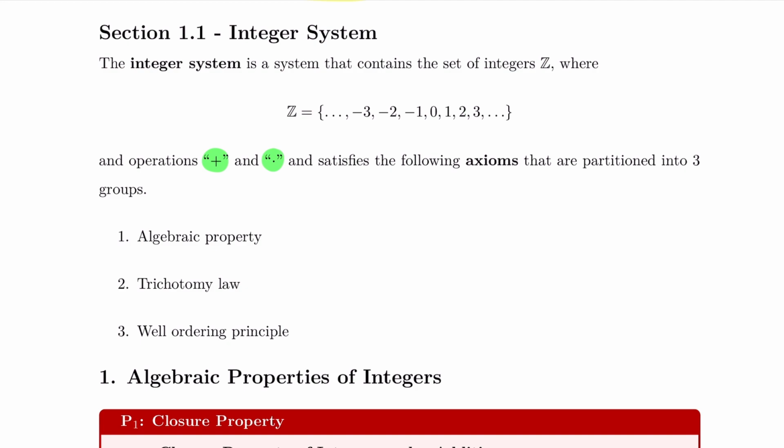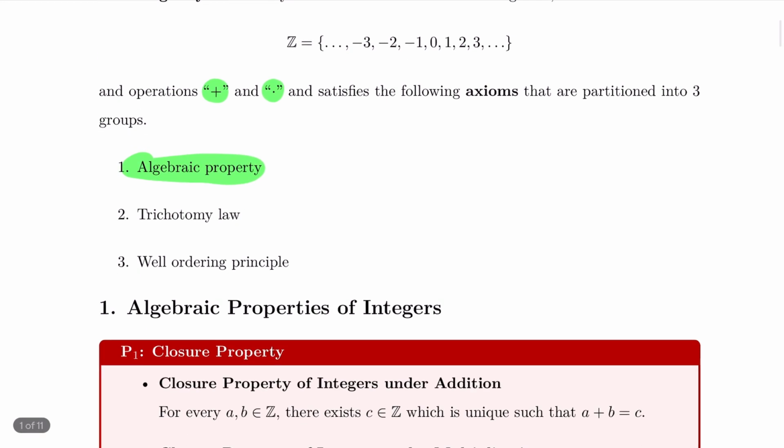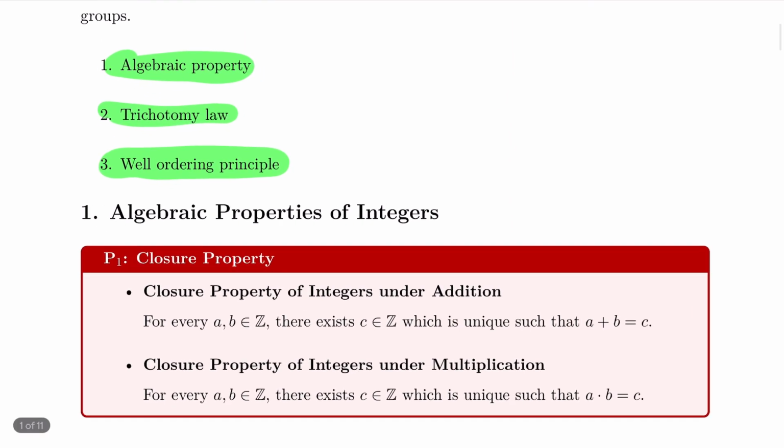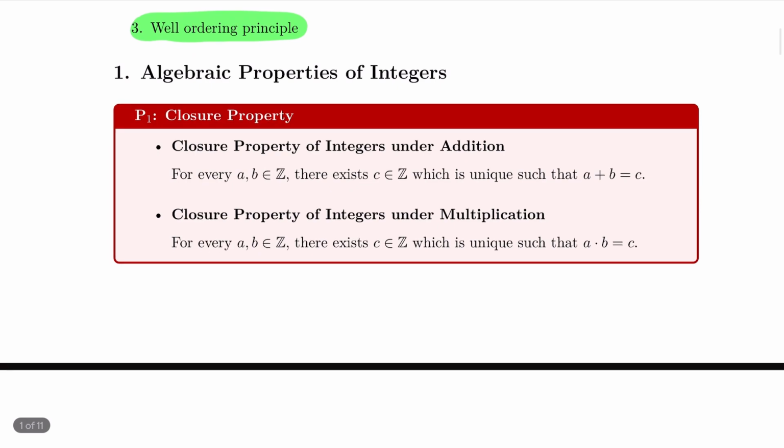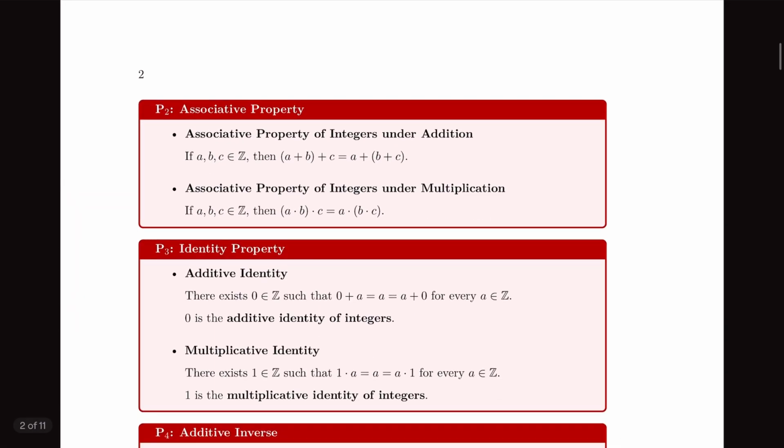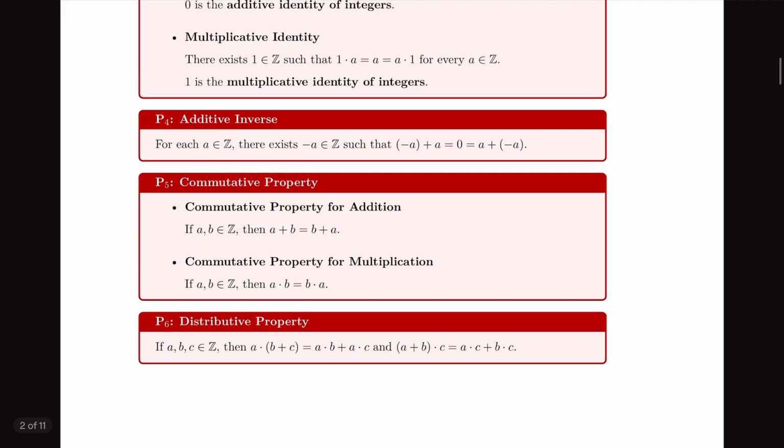The first one is algebraic properties. The second one is the trichotomy law. And the last one is the well-ordering principle. We will walk through these three axioms in the following videos. Today, I want to go to the algebraic properties of integers. So we start with these axioms, okay, or these properties.